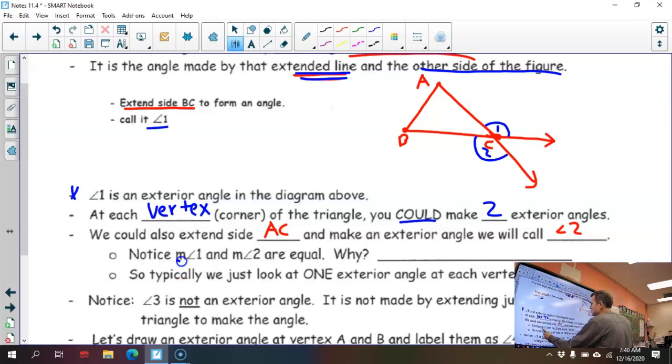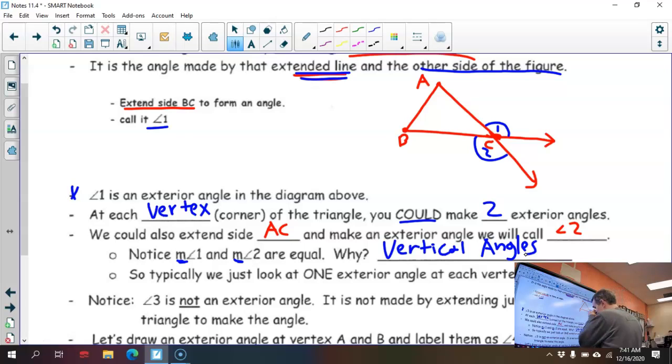Notice that the measure of angle 1 and the measure of angle 2 are equal. You guys know why those two angles have to be equal to each other? I'll bet some of you do. That's right, it's because they are vertical angles. And vertical angles are always equal to each other.